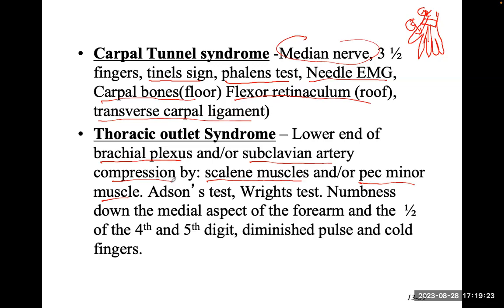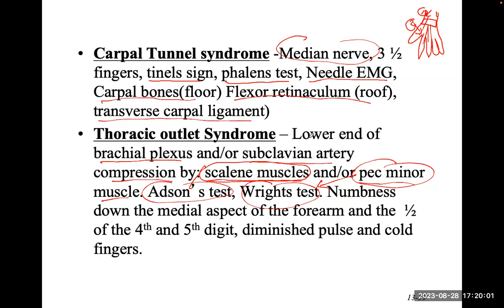There are 2 tests, Adson's test and Wright's test. Adson's test is designed to stress and bring out the scalenes as the cause. When the pec minor is involved, that's Wright's test. For the scalenes, you turn your head to the right, look up, and take a deep breath, and the examiner feels the radial pulse on the right hand side. If the pulse diminishes, it tells us that the right subclavian artery is being compressed.